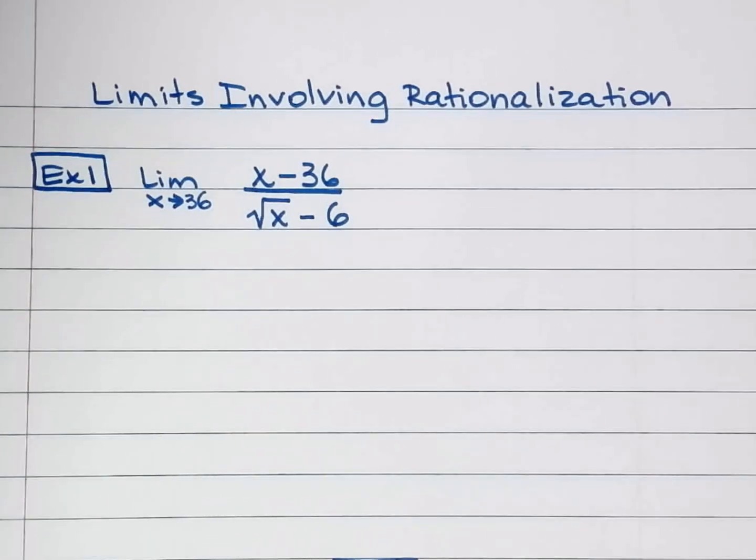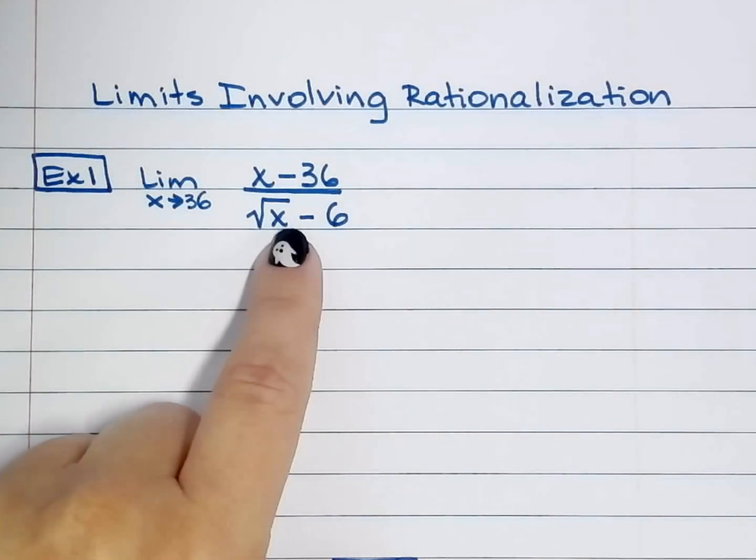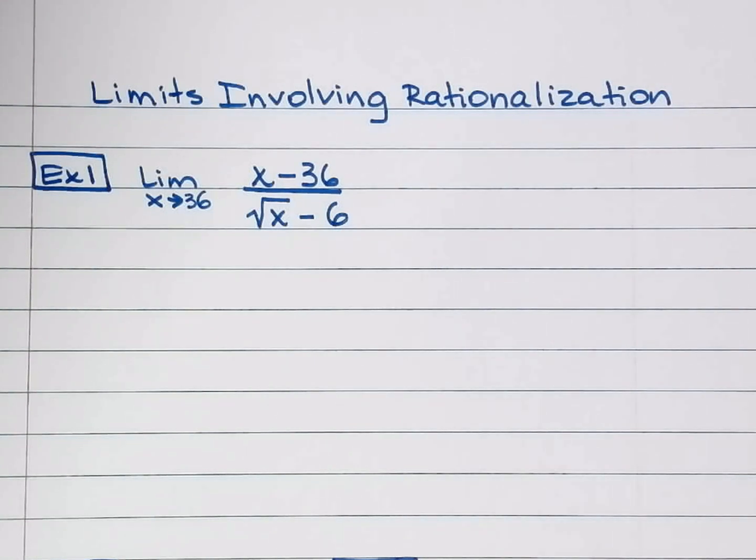Hi guys. In this video, we're going to look at limits involving rationalization. Sometimes you have to rationalize the denominator, sometimes you're going to end up having to rationalize the numerator, and then you still need to do factorization in the end so you can actually simplify your answer.